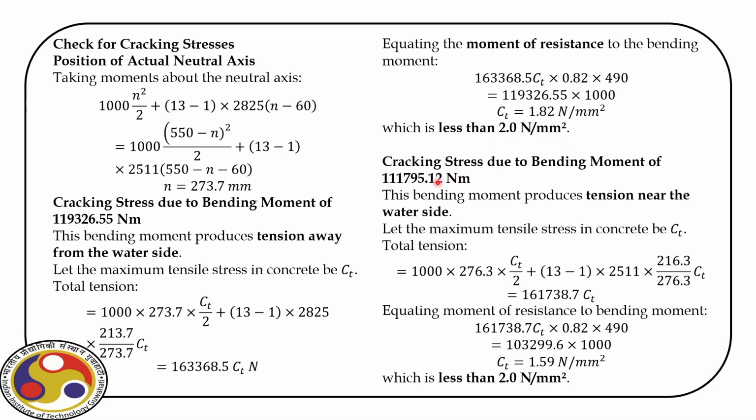Similarly, we repeat the same exercise for the other extreme, and then this will produce tension near the water side, and for that problem again we use the same expression and find out CT. CT is equal to 1.59 Newton per millimeter square. So, in this case again CT is less than 2 Newton per millimeter square. So, the design is safe.